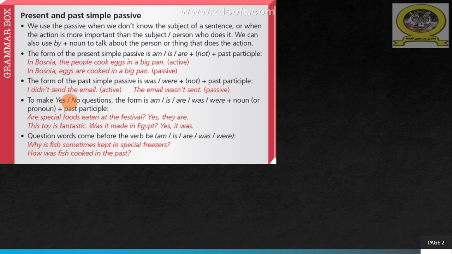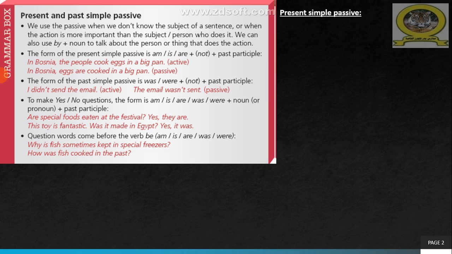So I'm not going to start with the subject, or I don't want to mention the subject in my sentence, but I want to highlight the action. We can also use by plus noun to talk about the person or the thing that does the action, but it's not important, or it has less importance than usual.